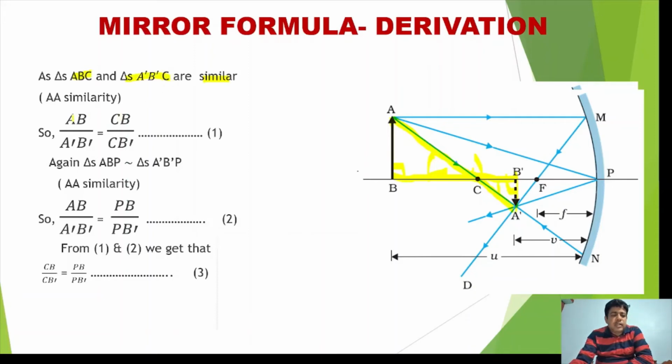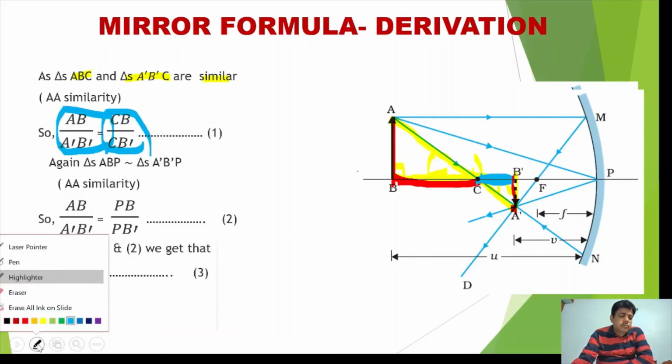Since the two triangles are similar, the ratio of their corresponding sides are equal. It means AB divided by A'B' is equal to CB divided by CB'. So AB divided by A'B' is equal to CB divided by CB', because in two similar triangles the ratio of their corresponding sides are equal.